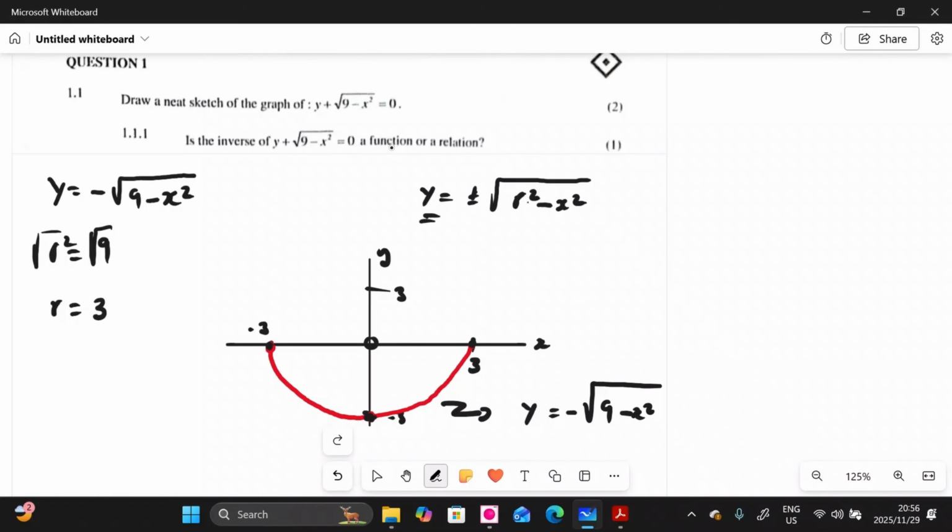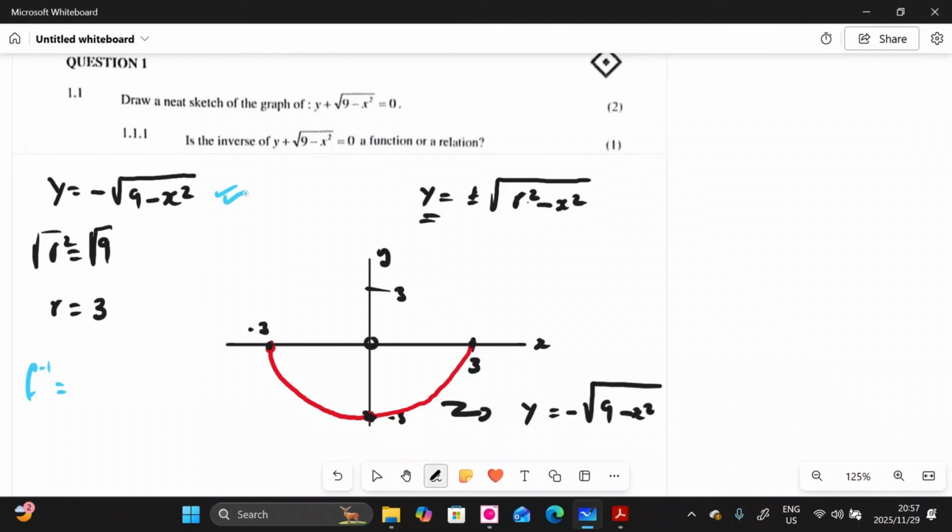They say, is the inverse of y plus root 9 minus x squared is equal to 0 a function or a relation? Now, this one here, guys, you have to be careful when you do this one. They're asking whether the inverse of this graph is a function or a relation. Now, for the inverse of this graph here, there are two ways of writing the inverse. It's simple. You can swap x and y, and that's going to be your graph.